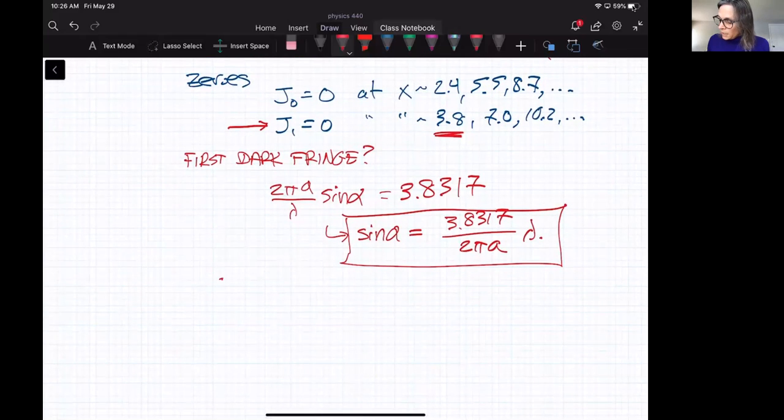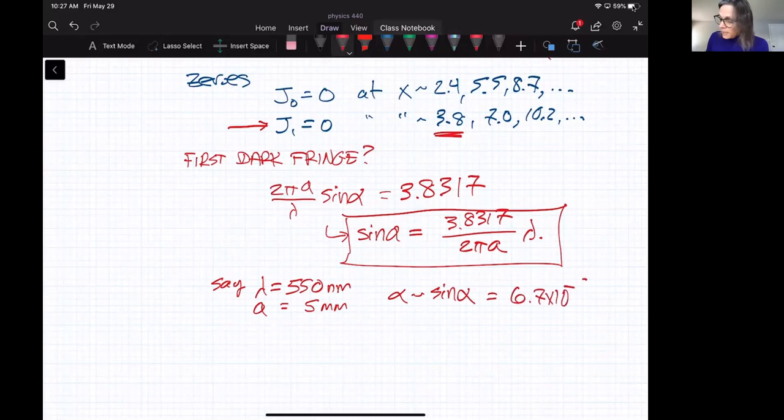For typical values, say for lambda in the green, say 550 nanometers, and say a is equal to 5 millimeters, then alpha, that's small enough, is basically equal to sine alpha, and that gives you 6 times 10 to the minus 5, or about 14 arc seconds. Okay. So what's the point here? The point is that once we have our Bessel functions, often what's most useful is finding out which zeros are appropriate for a problem, and then relating it back to relevant physical properties of the problem. Okay? Are there any questions?